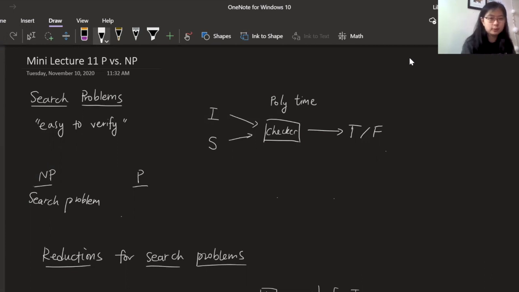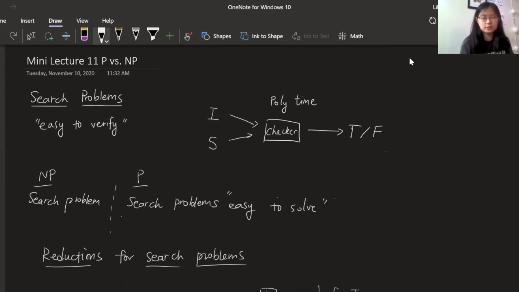So then what is P? P is the better brother, or the easier brother. It's search problems that have a polynomial time algorithm for solving the problem. So loosely speaking, it means search problems that are easy to solve. Again, I must say that easy to solve, easy to verify, these are defined basically if we have a polynomial time algorithm for doing these things, then it's easy or efficient.